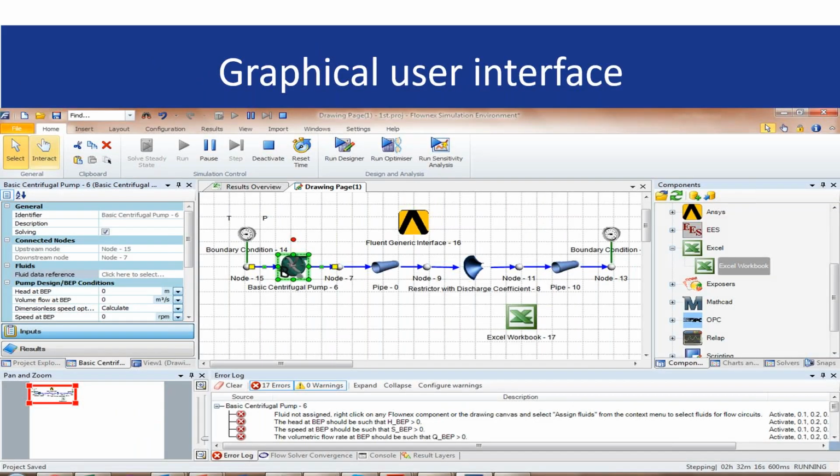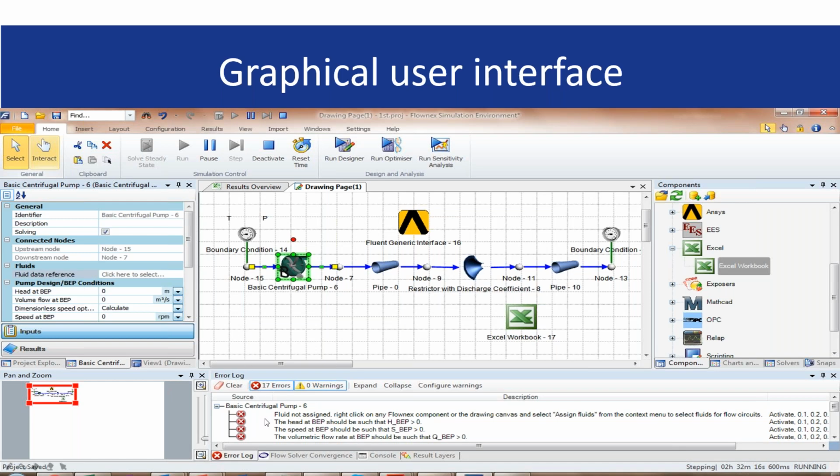Like if you see on the screen, this is the GUI of Flownex. In the upper part, you can see solve steady state, run, pause, designer, optimizer, sensitivity analysis. And if you see run designer, it is showing. If you want to design this pump on your plant basis, like the flow rate, the RPM or head, you can use the designer feature.